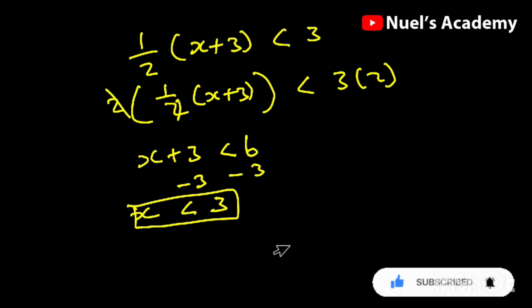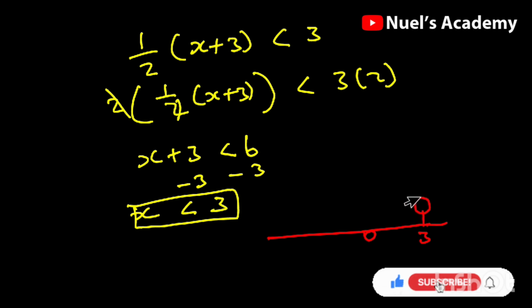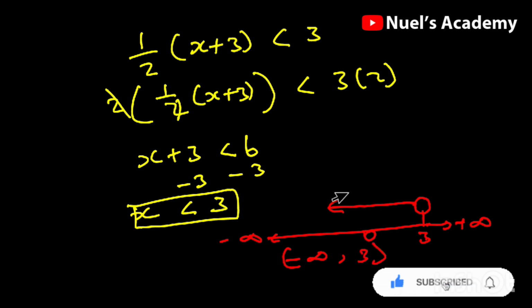So to represent this on the number line, we have 0 here, and then we have 3 here. So this is less than, which is a strict inequality. We're going to represent it with an open circle or open dot, and then since it is less than 3, it's going to be pointing towards the left hand side. Remember, we have negative infinity here, and then we have positive infinity here. So the x values that will satisfy this are all the values before this 3. Remember, this is an open circle, so we're not going to include 3. So the answer here is negative infinity, comma 3. So this is the answer to this question.